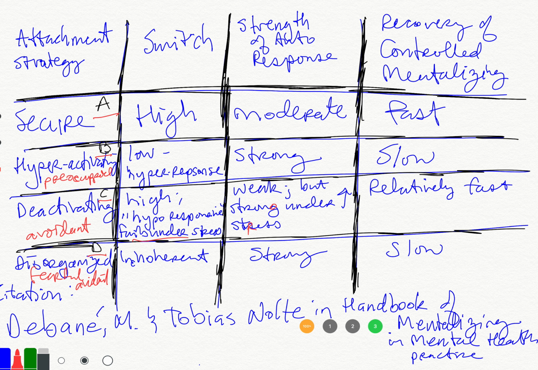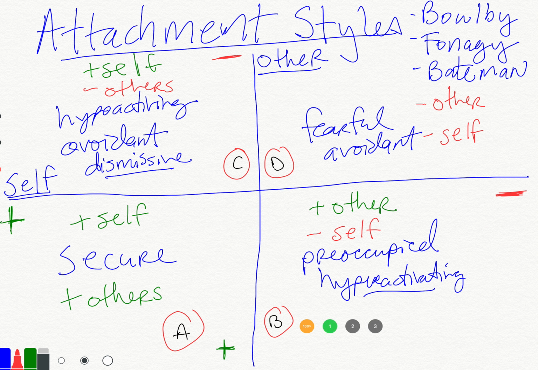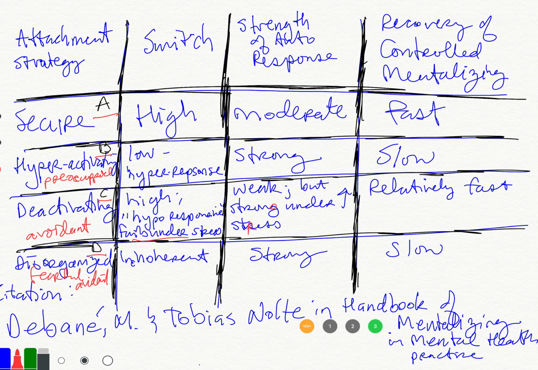And you may say, well, that seems fairly similar to the secure. However, you'll remember, while this strategy seems to provide them with some benefit, it comes at the cost of not engaging with others. So they lack engagement with others. And then there is the fearful avoidant, where the switch point, it's unclear when it will come about. They have a strong auto response, and they're very slow to return to controlled mentalizing.